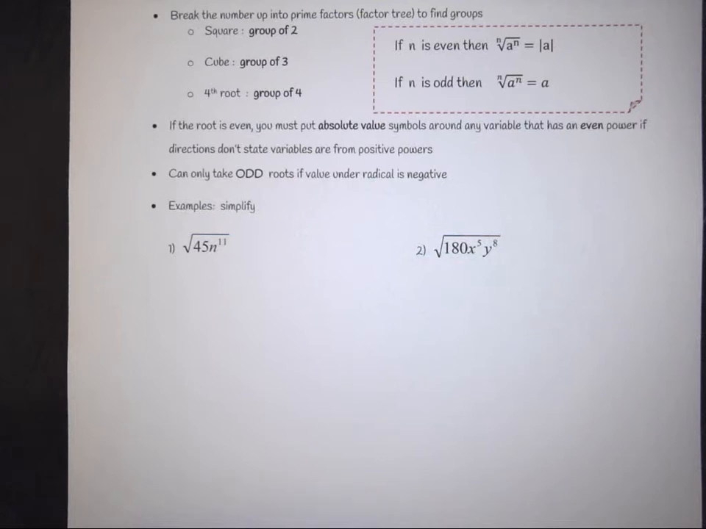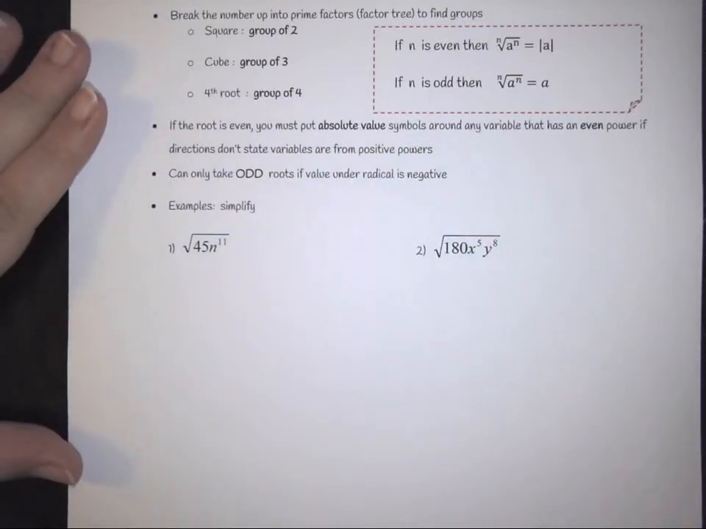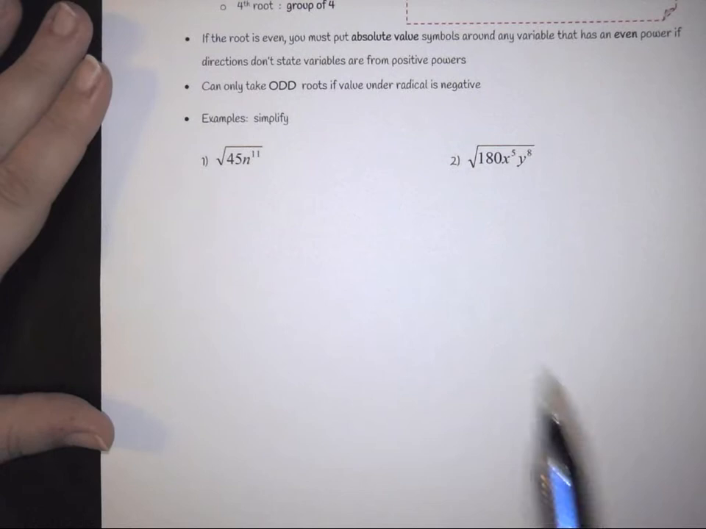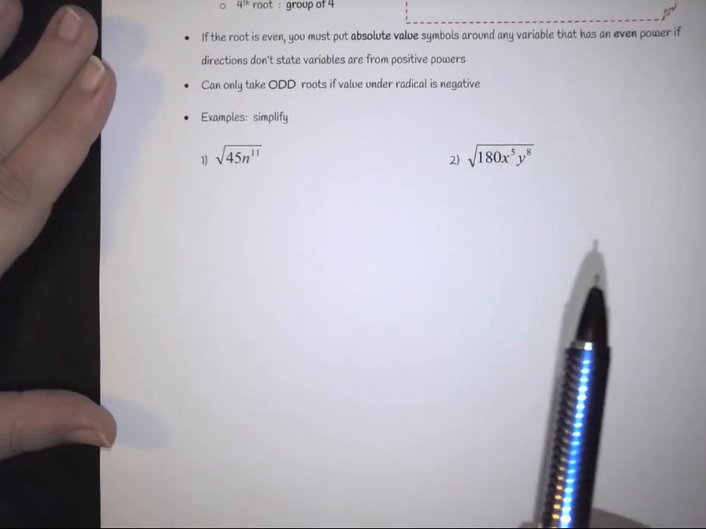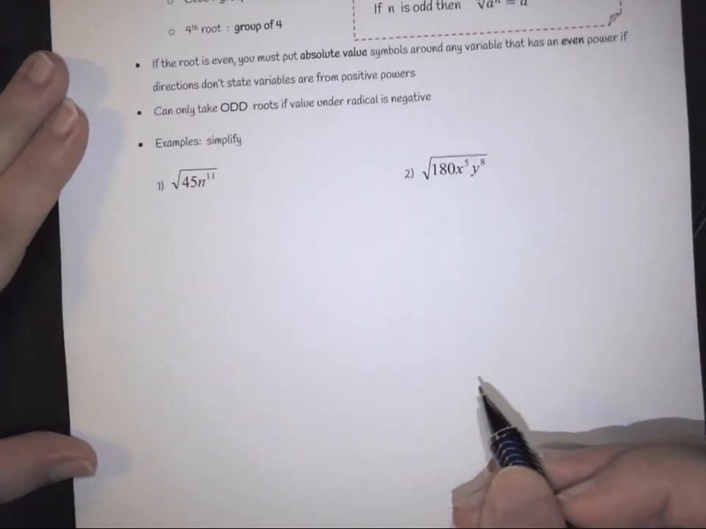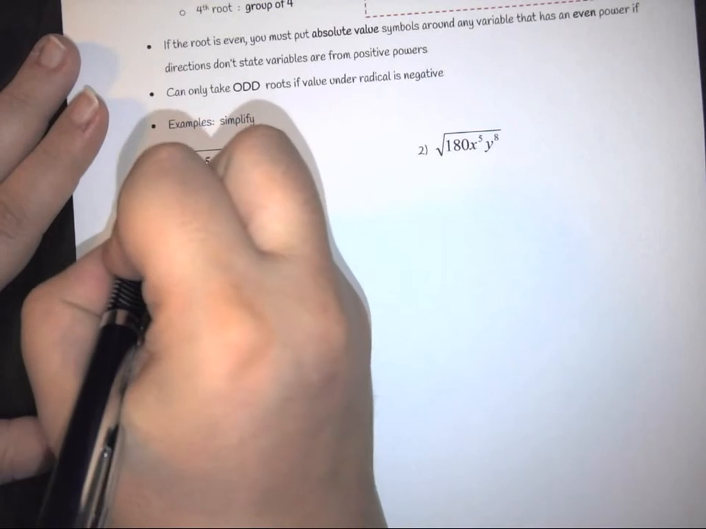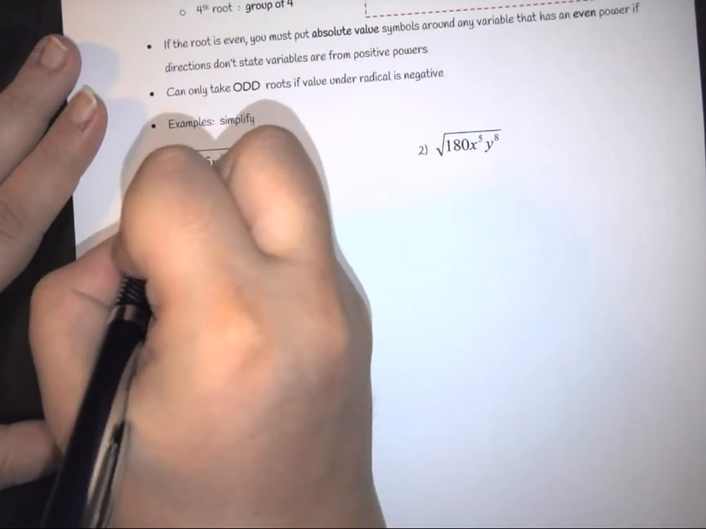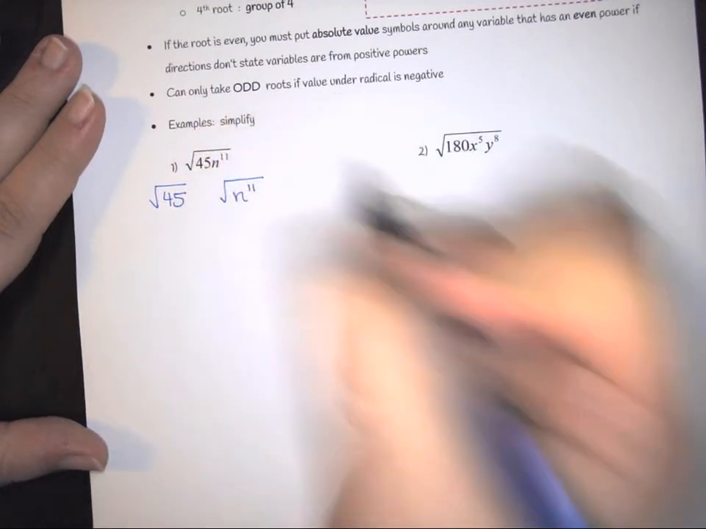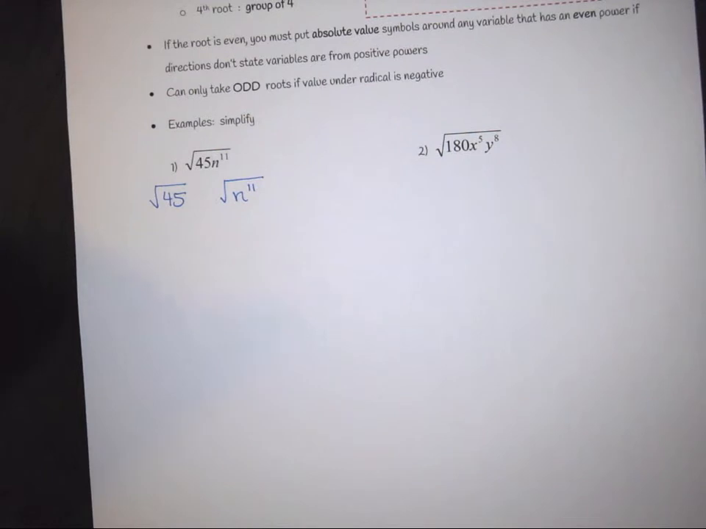Deal with each individual part on its own, and then just simply remember to squish it all back together in the end. So what does that mean? Well, that means if I look at this first example here, I need to simplify the square root of 45 times n to the 11th. So I'm going to rewrite this by breaking it into its two parts: the square root of 45, and the square root of n to the 11th. I'll look at them individually, and then at the end combine them back together.